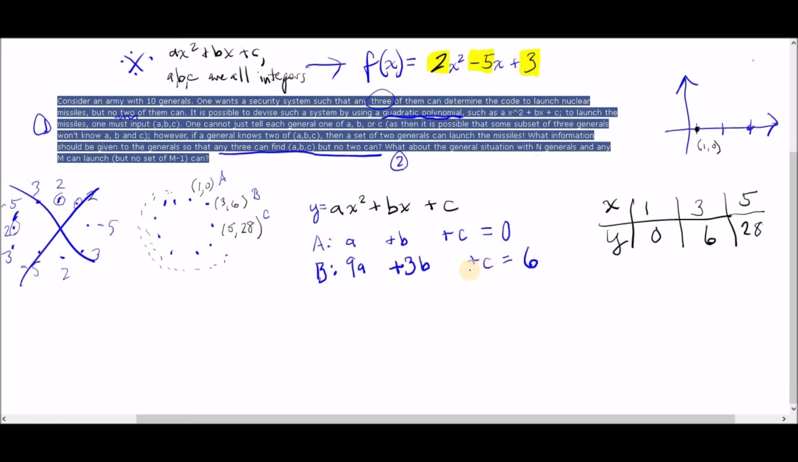And then nothing times c. So this remains c and this remains 6. So 9a plus 3b plus c equals 6. And then let's get big C, general big C over here. Give me just a second.